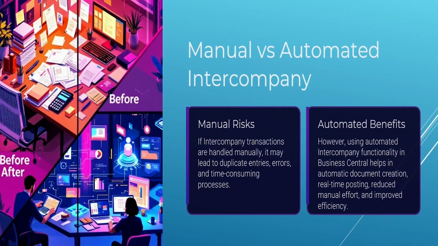Next slide is manual versus automated intercompany. If intercompany transactions are handled manually, it may lead to duplicate entries, errors, and time-consuming processes. So how can we solve it? We can solve it through the automated process of intercompany. Using automated intercompany functionality in Business Central helps in automatic document creation, real-time posting, reduced manual effort, and improved efficiency.